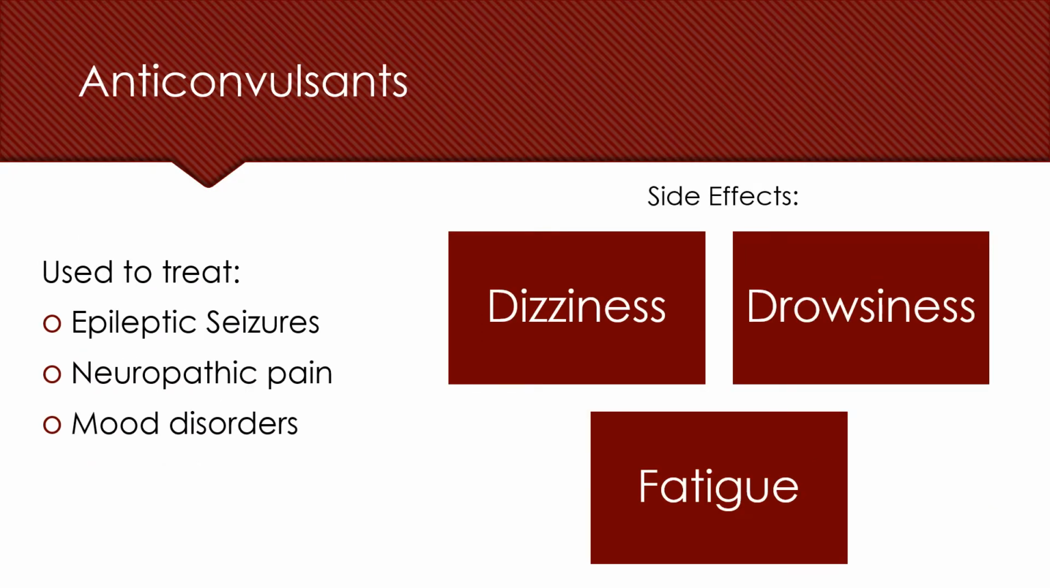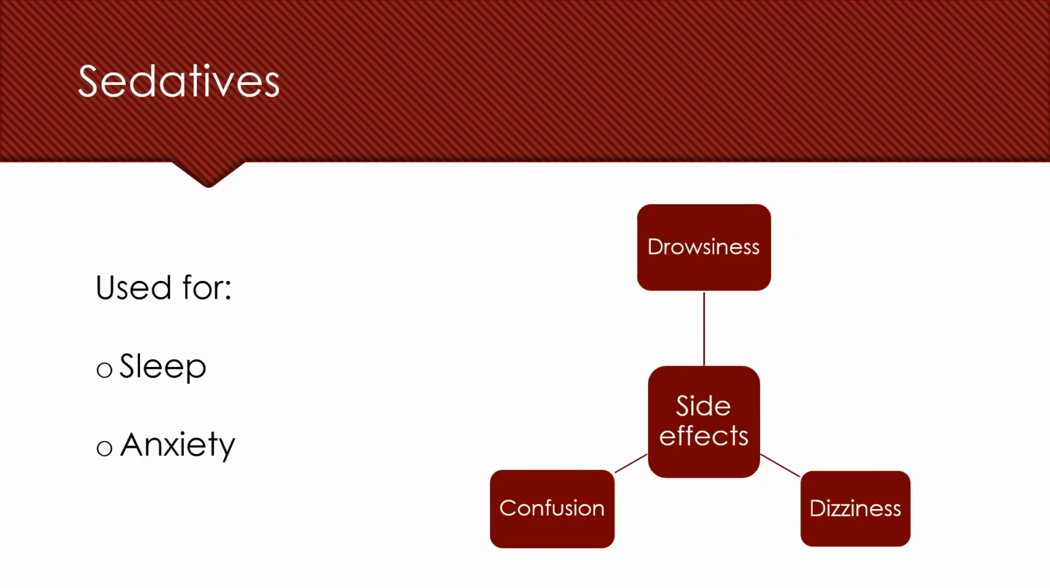Okay, so the next category is anticonvulsants. And so these have a few different purposes. They can be used to treat a variety of disorders. So everything from epileptic seizures to neuropathic pain to mood disorders. And some common ones you may have heard of are lorazepam, clonazepam, gabapentin, and carbamazepine. So side effects of these are dizziness, drowsiness, and fatigue. So those are all things that can affect your fall risk.